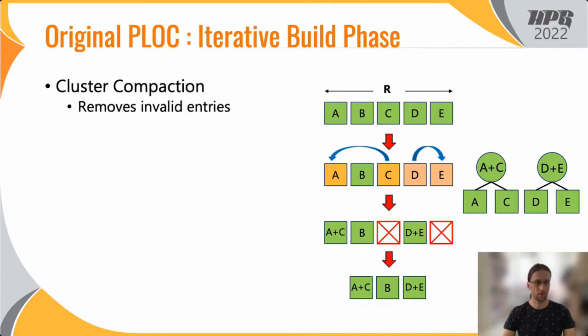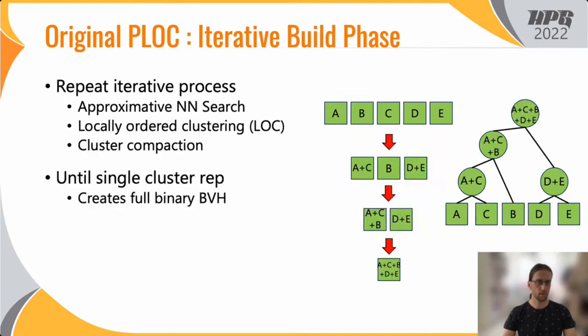In this third and final part of the iterative build process, a simple compaction step is executed, which removes invalid entries from the sorted list, thereby reducing its length. This iterative process with its three steps is continued until only a single cluster rep remains, which means a full binary BVH has been built.